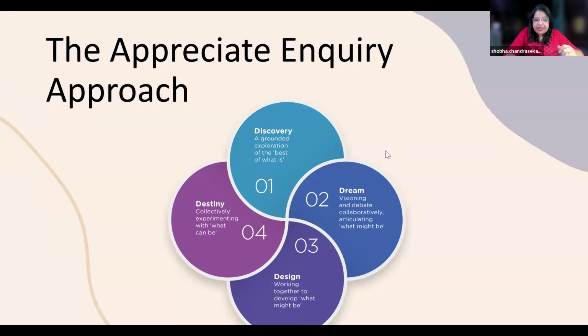Okay, next is the design phase, where you translate the dream into actionable steps. It involves creating structure, systems, and processes that will support the realization of the shared vision. Finally, destiny. The destiny phase is about implementing the changes and sustaining the momentum. It involves putting the plans in the design phase into action and ensuring that the program or the organization remains committed to the positive changes.